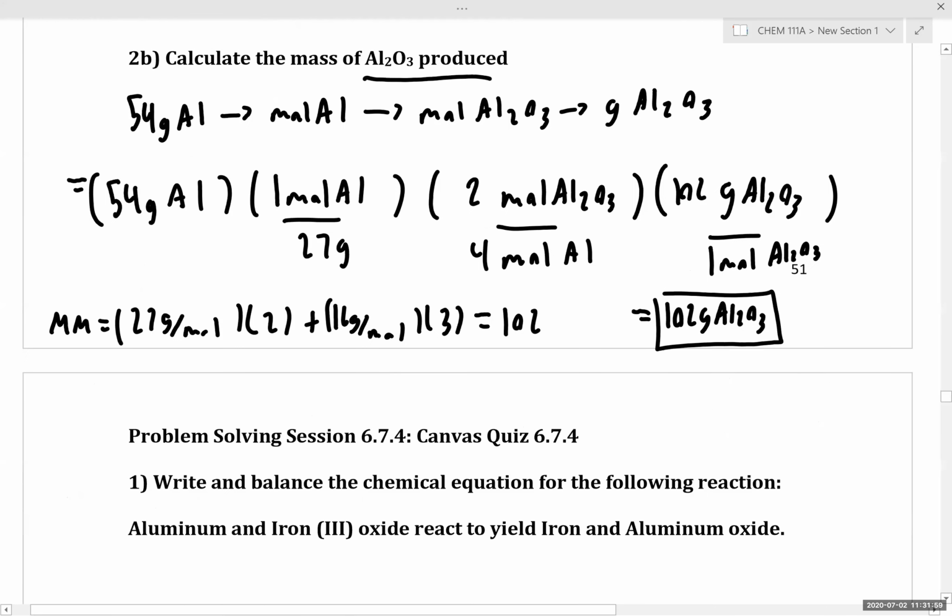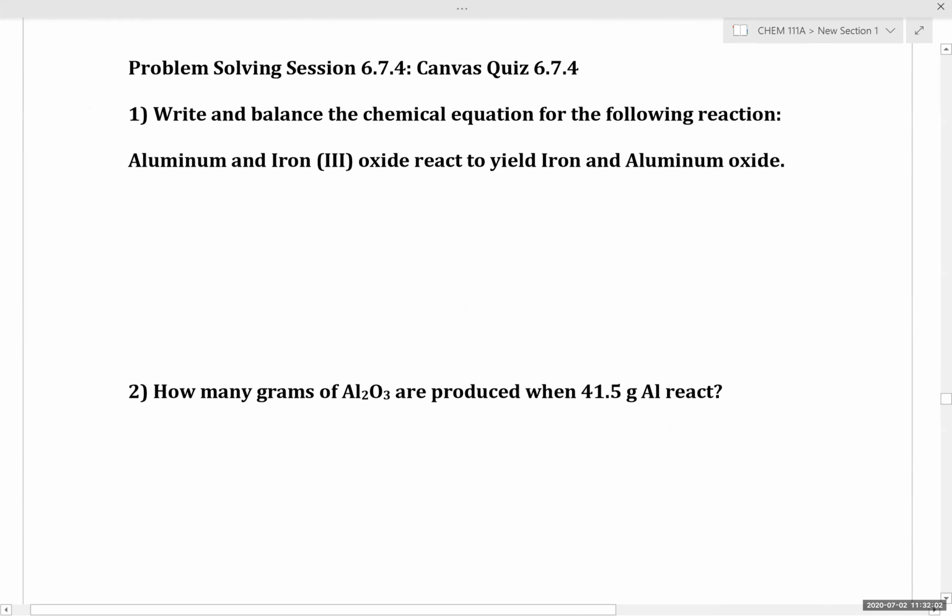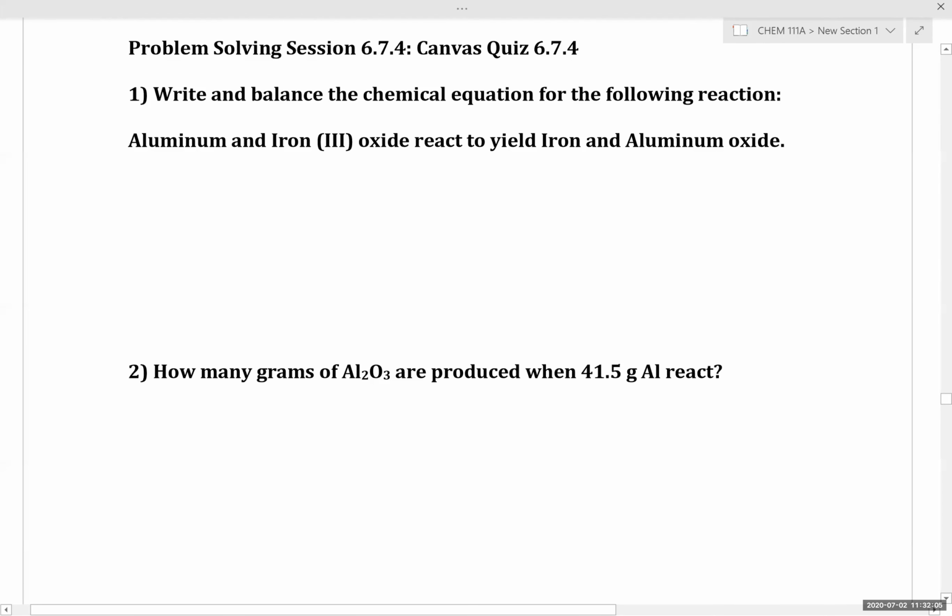Okay, so let's keep going and let's try to apply what we've learned to the following example. We're looking at the reaction between aluminum and iron 3 oxide. I'd like you to write a balanced equation and then complete 2 stoichiometry sub-problems. Don't be shy to submit your responses via Canvas Quiz 6.7.4, and we will discuss this example. First, we'll discuss the balanced equation in about 2 to 3 minutes, and then we'll discuss the remainder of this problem in about 5 to 6 minutes.